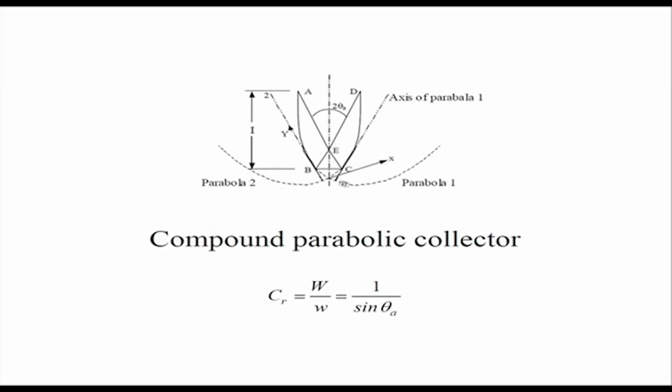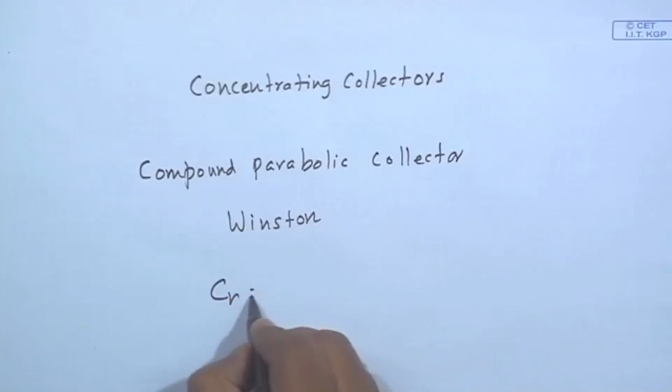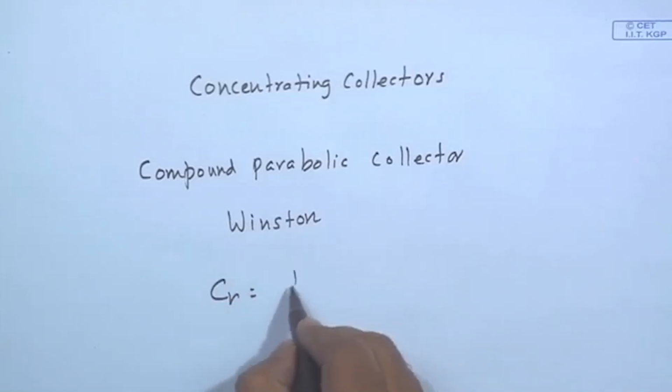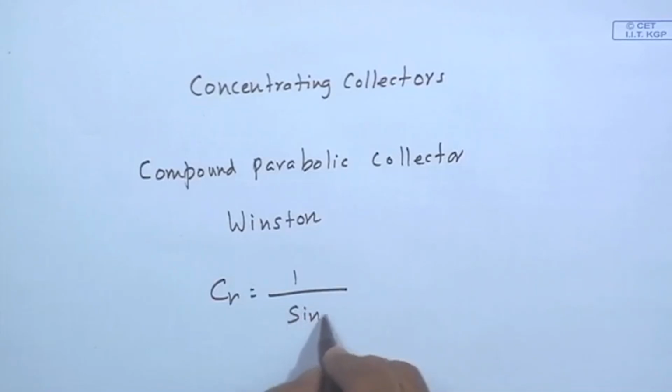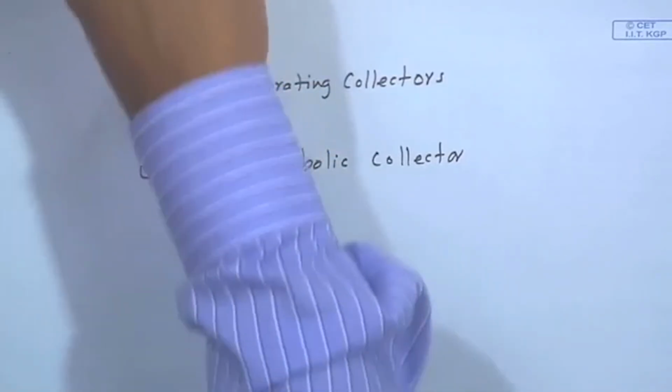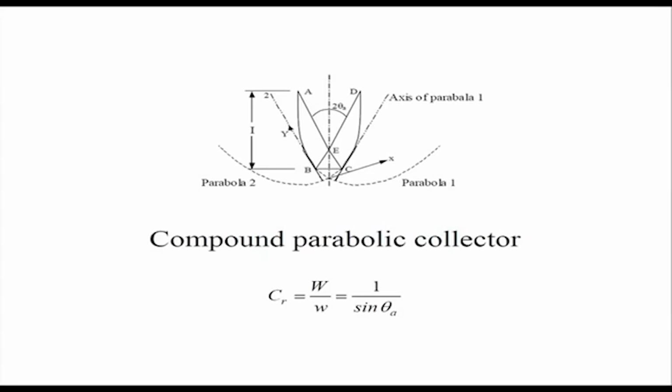B is the focal point of parabola 1 and C is the focal point of parabola 2, and the concentration ratio is 1 upon sin theta_A, where theta_A is the half acceptance angle. In other words, the solar rays beyond the angle of incidence theta_A will enter, but they reflect backwards and do not reach the absorbing surface.